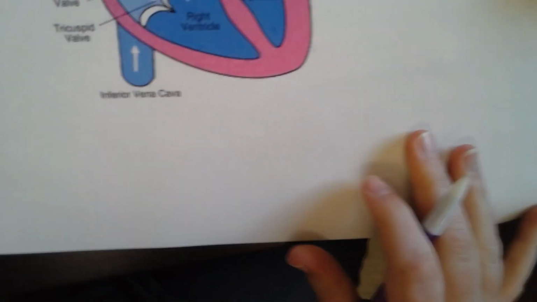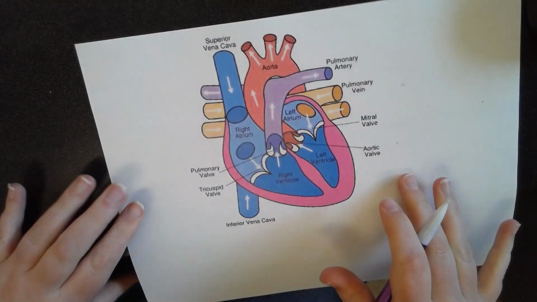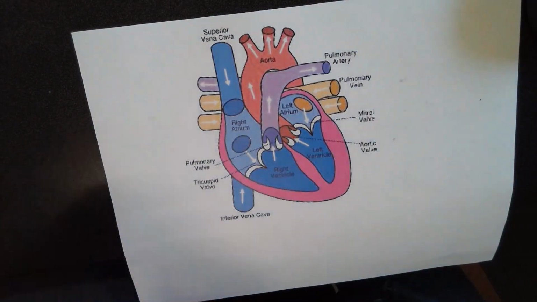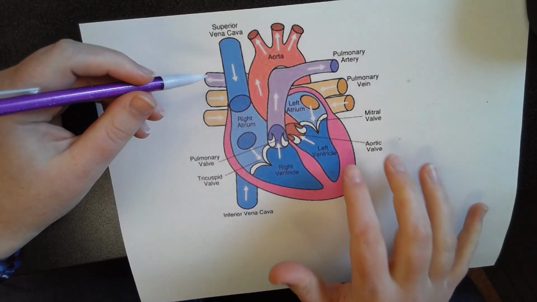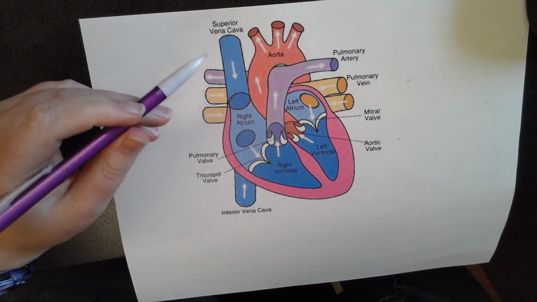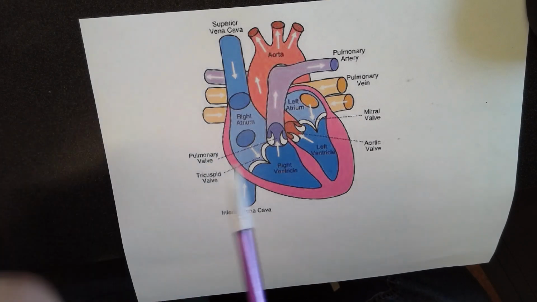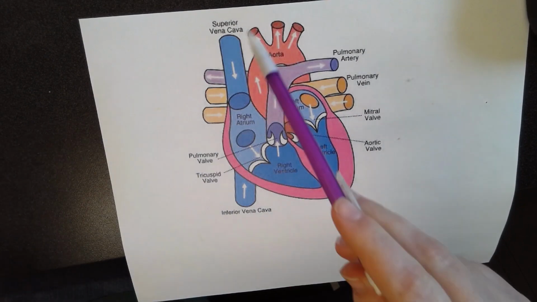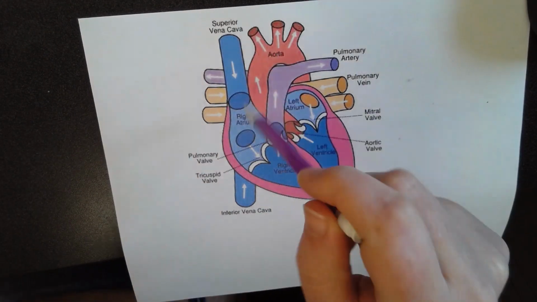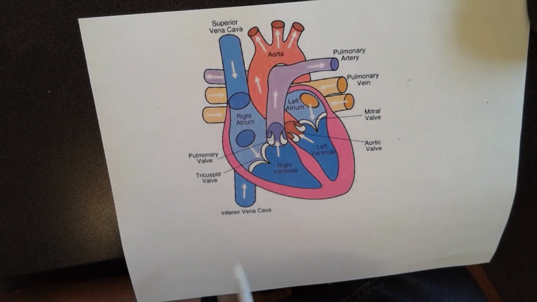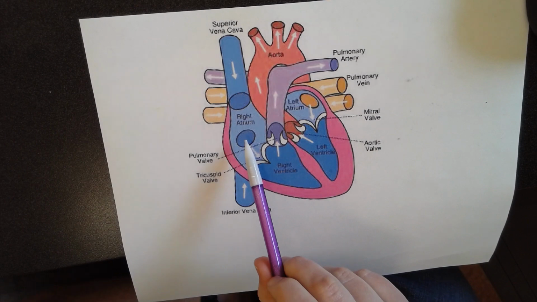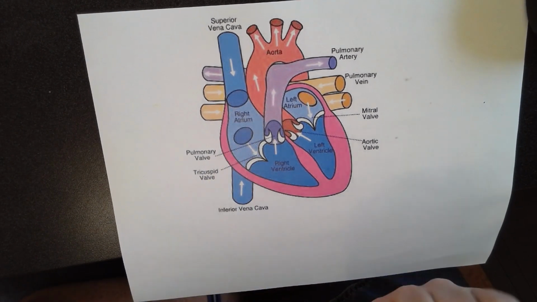Alright, so here you have deoxygenated blood entering from the superior vena cava. It is coming from the head and upper limbs. That's where the superior vena cava gets the blood from. The inferior vena cava gets it from the trunk and the lower limbs. And it's going to bring blood into the right atrium right here.